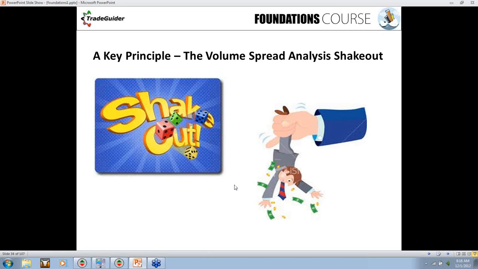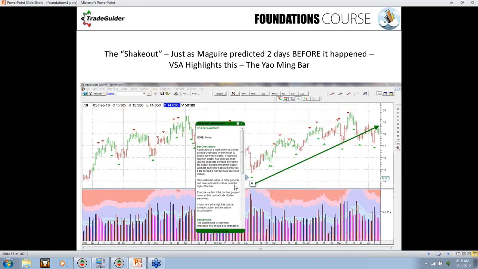Here's how we trade it. Number one, we look for ultra high volume. That's the first thing we're going to do. We look for what we call the Yao Ming bar. It's the first part of the sequence. The first part of a VSA trade setup starts with ultra high volume.